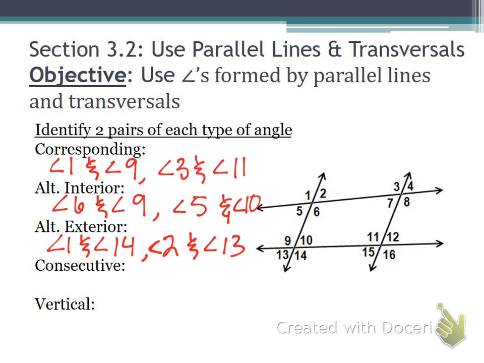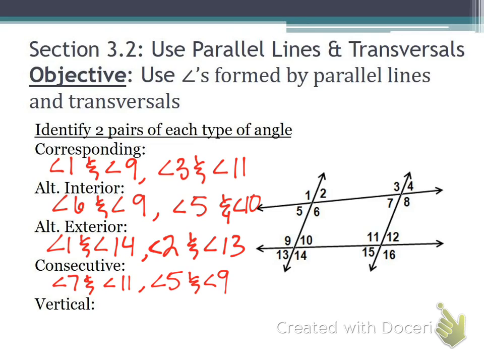I'm about to start picking on people. Trista, what do you think for consecutive? 7 and 11. 7 and 11 works for me. Consecutive interior angles. And we need one other pair of those. Taylor? Would angle 5 and angle 9 work? Yes, they would. Angles 5 and 9 would work as well.